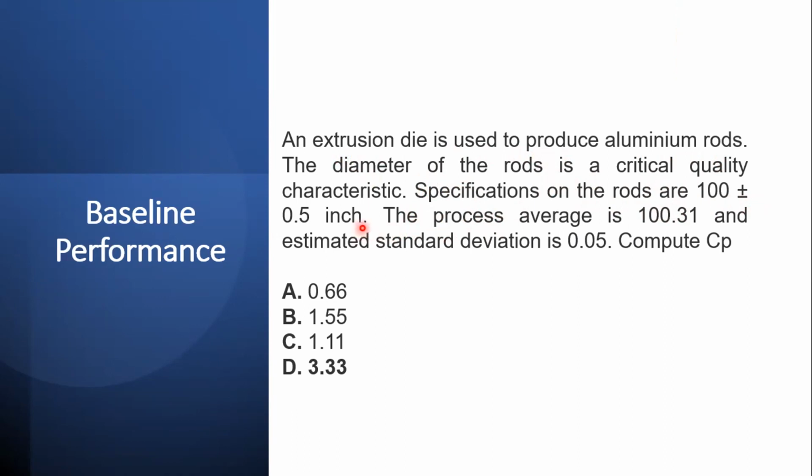Fine. Upper control limit 100.5. USL is 100.5, LSL is 99.5. Now you took a number of samples and calculated the average. What is this telling? The average is 100.31 and the standard deviation is 0.05. Now for this condition, you just have to calculate CP.